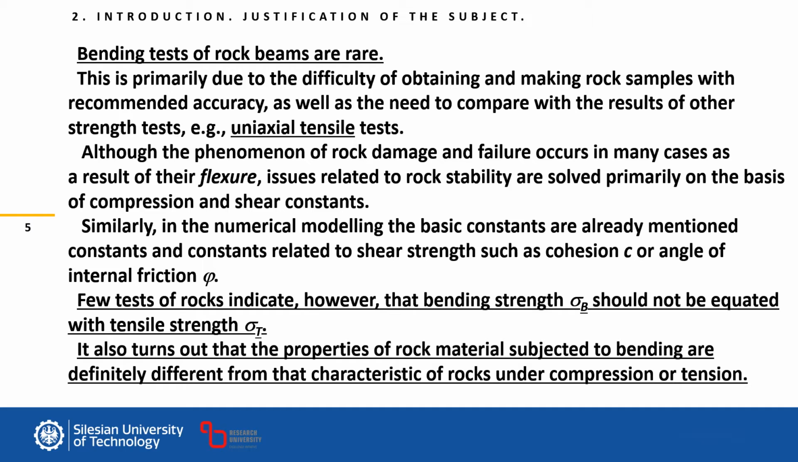Similarly, in numerical modeling, the basic constants are the already mentioned constants and constants related to shear strength such as cohesion C or angle of internal friction phi. Few tests of rocks indicate, however, that bending strength sigma b should not be equated with tensile strength sigma t. It also turns out that the properties of rock material subjected to bending are definitely different from that characteristic of rocks under compression or tension.